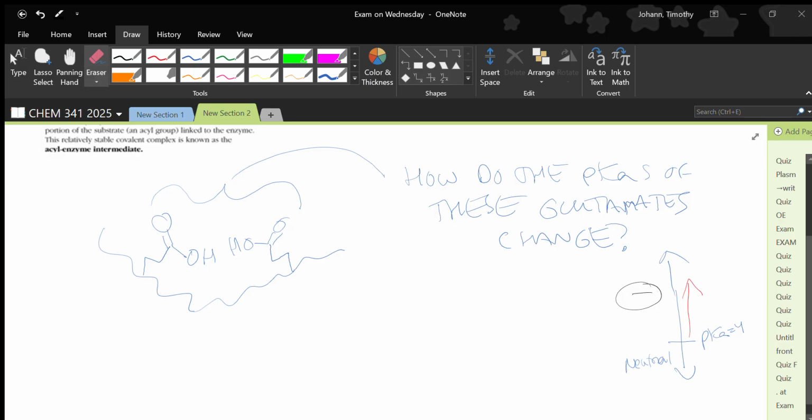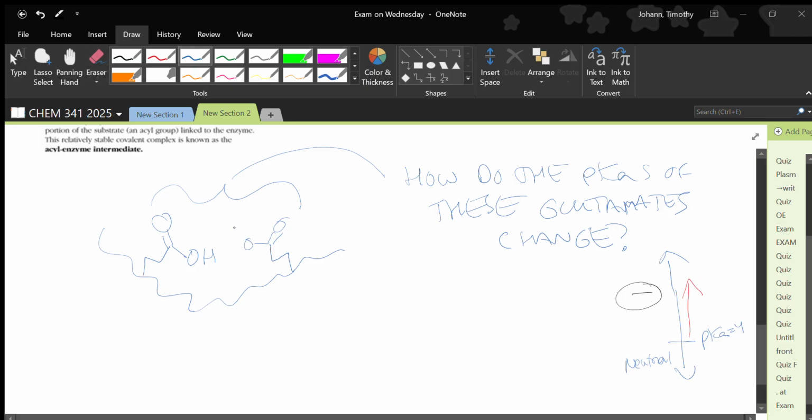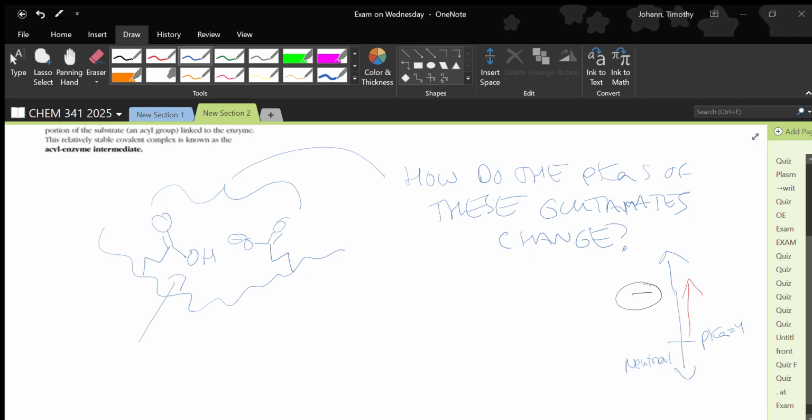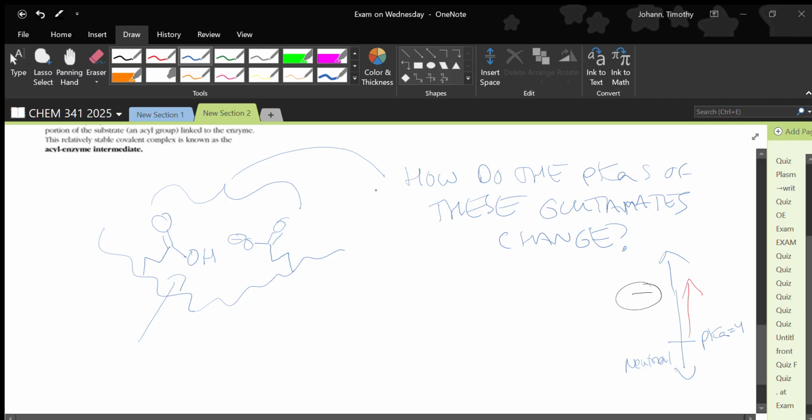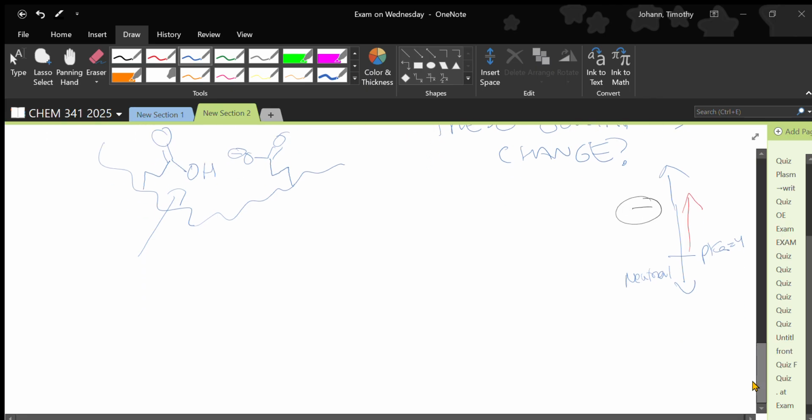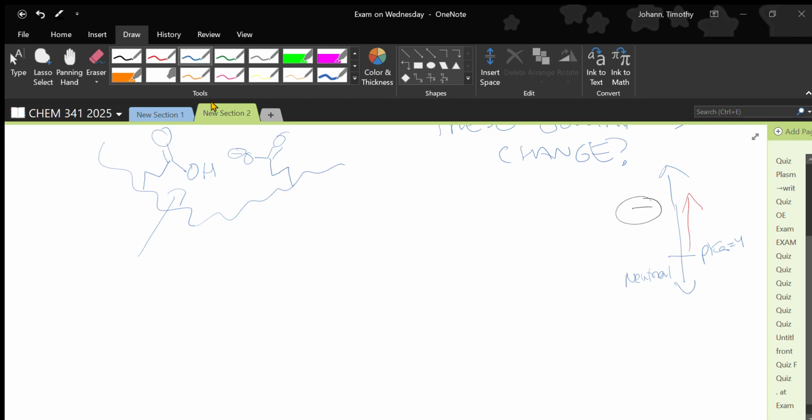If I have one of these deprotonated, with the way I draw it, what happens to the pK of that? Same thing, right? For this one, that pK is going to go up because you don't want to have a negative next to a negative. Okay. So that would be a more obvious example. What if I have, say, a lysine?